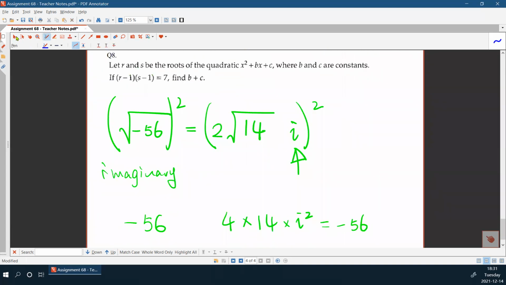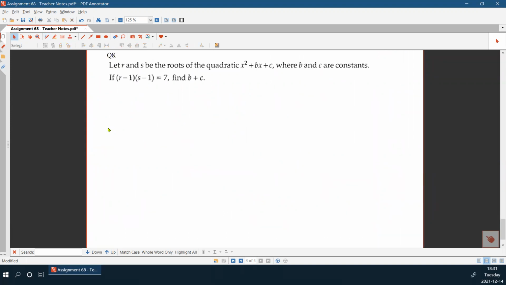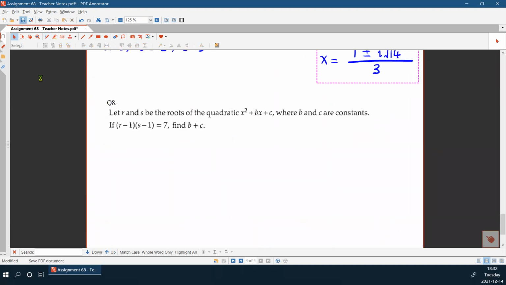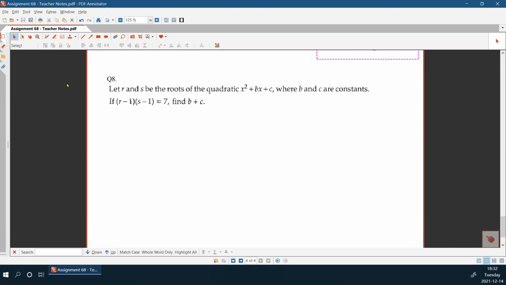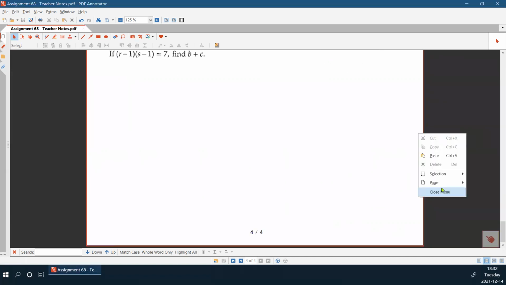All right, let's see the final question here. Let R and S be the roots of the quadratic x squared plus bx plus c, where b and c are constants. If the product of R minus 1 and S minus 1 equals 7, find the sum of b and c. Okay, so there's a special trick I need to mention.